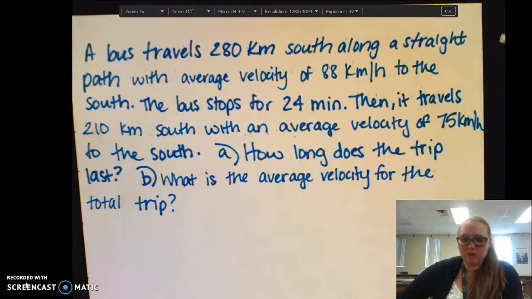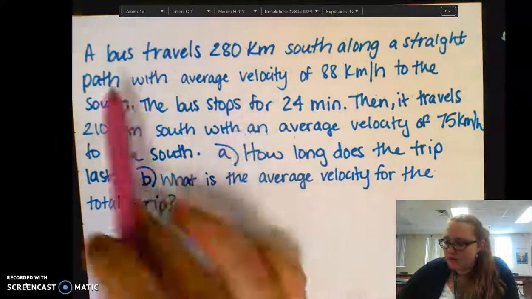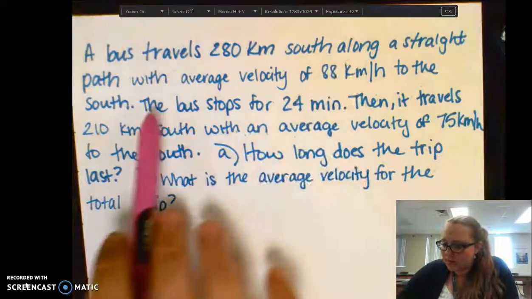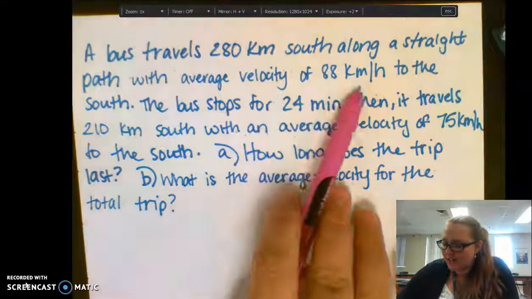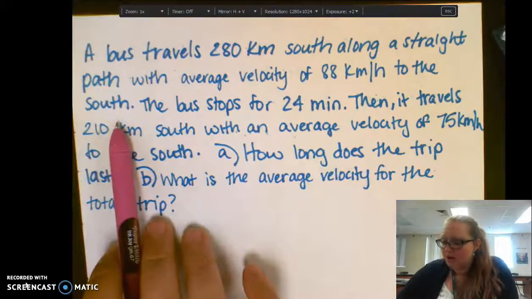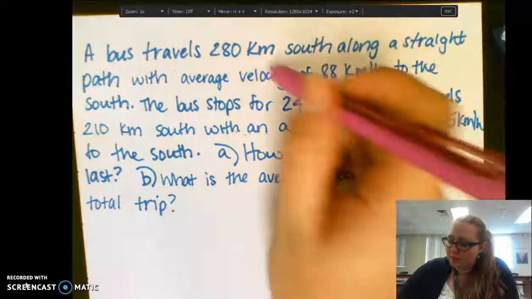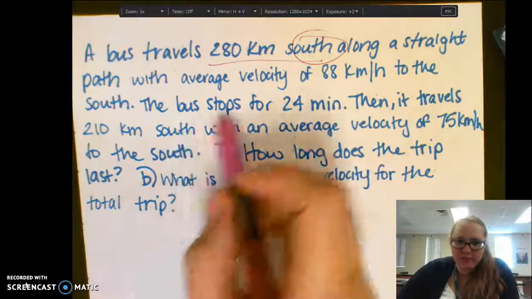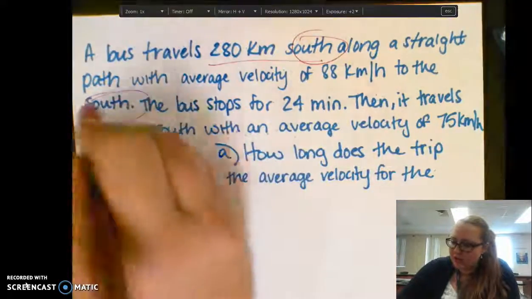Okay, a little bit of a longer problem. It actually has 2 parts, but it shouldn't be too big of a deal. A bus travels 280 kilometers south along a straight path with an average velocity of 88 kilometers per hour to the south. Notice, when it's talking about displacement, it indicates the direction south, and when it talks about velocity, it indicates the direction south.